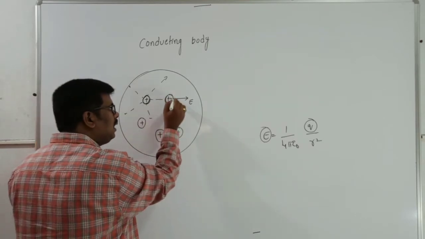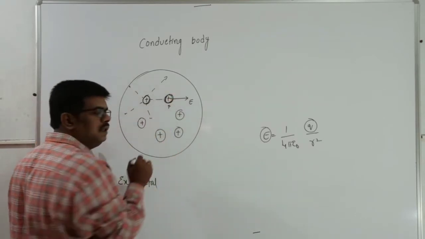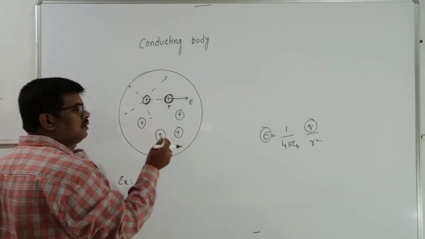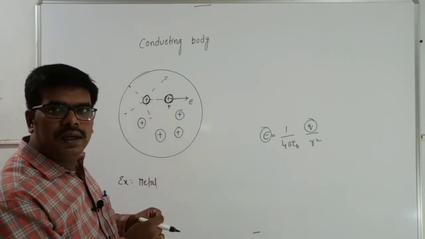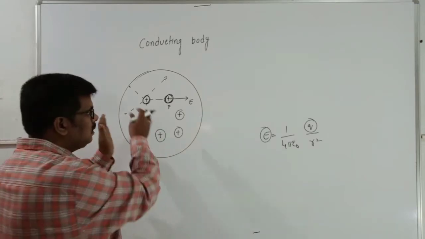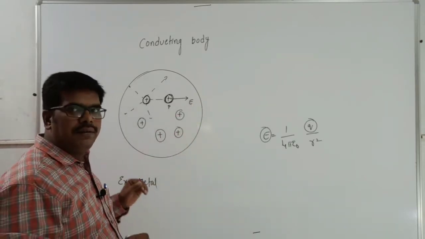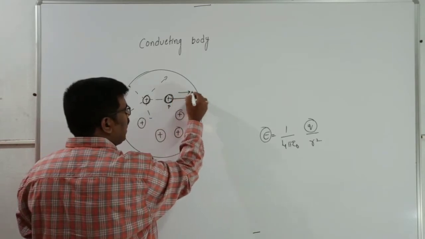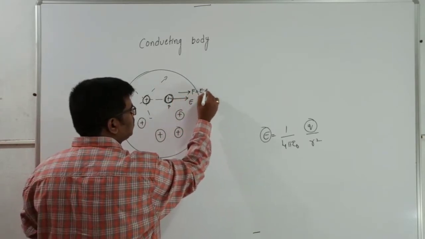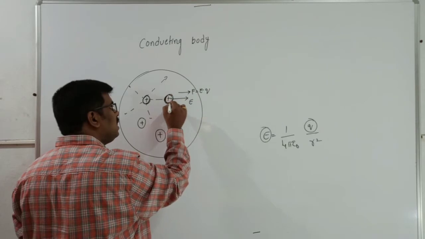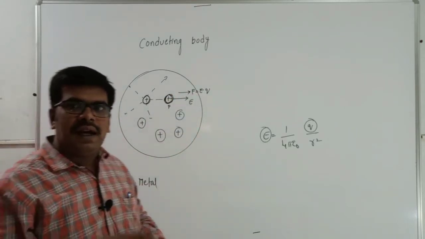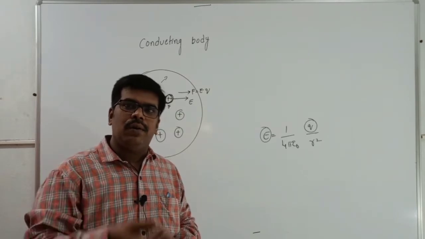Then in that electric field another charge is present, and this charge will experience a force. What is the force? F is equal to EQ, and the force direction is along the direction of the electric field intensity. So the force acts as F equal to EQ in this direction. Then this charge will tend to move along the direction of force. If the charge moves, it will produce a current.